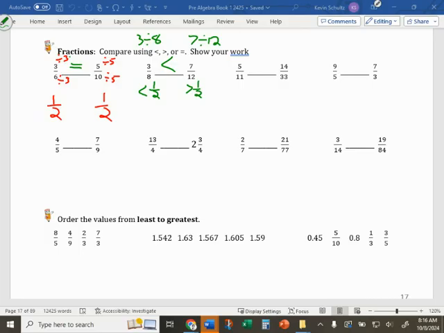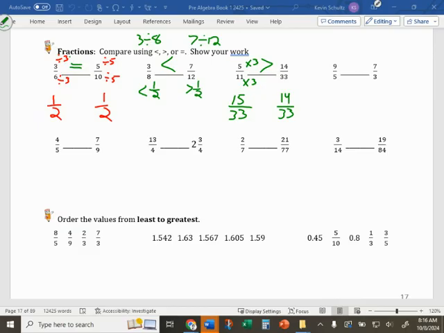Would you multiply 5 11ths by 3? Yeah, I know that 11 goes into 33. So to get common denominators here, I'm really only multiplying one fraction. I don't have to touch that one, right? Because multiplying 5 11ths by 3 over 3 gives me 15 33rds, which matches my 14 33rds as far as denominators go. And so what symbol's going in between those? Greater than? Greater than. Okay?